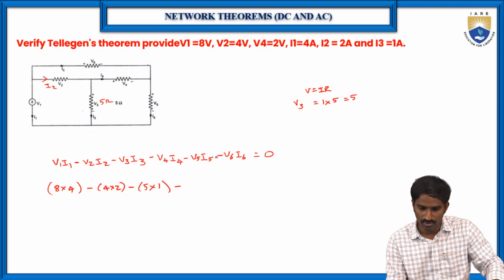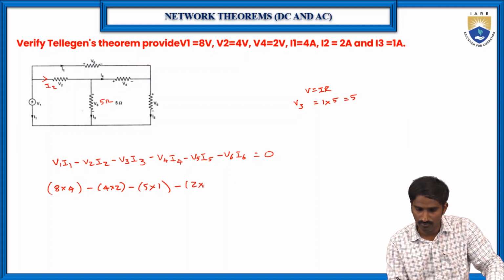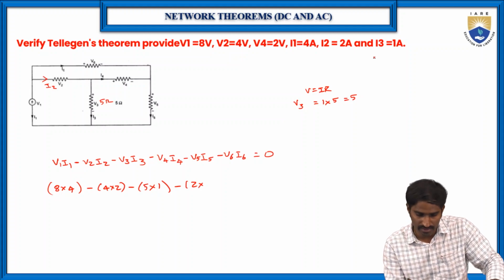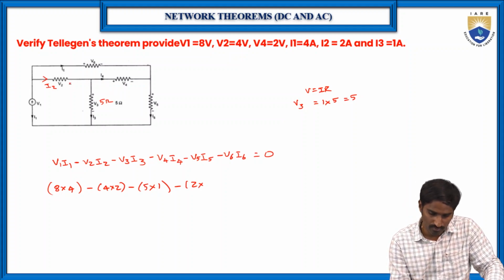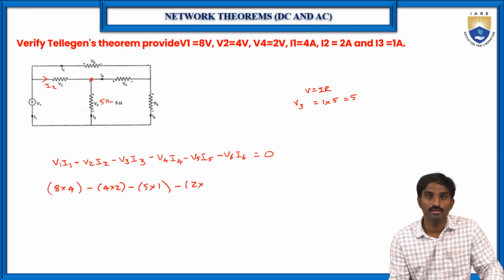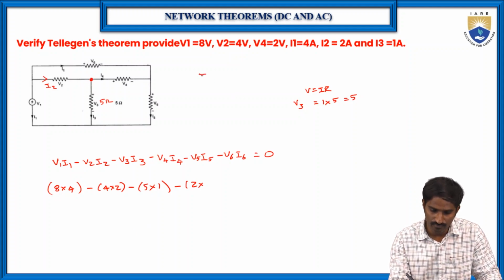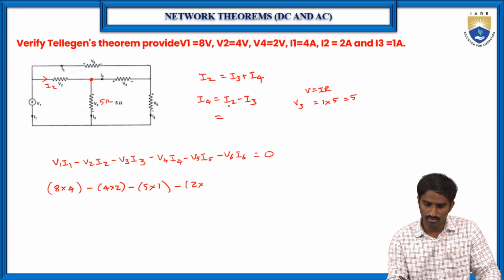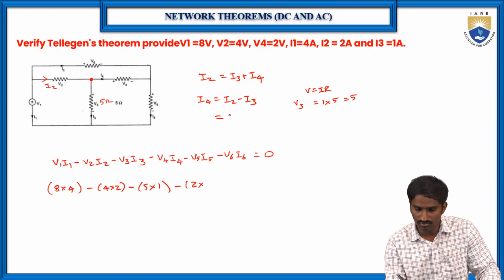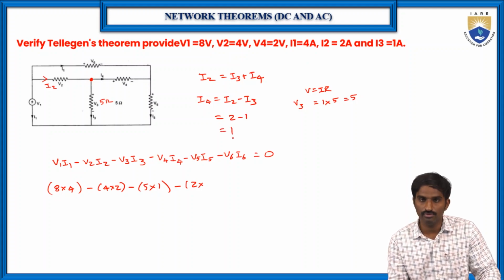Then V4 I4. So V4 is equal to 2, and I4. I1, I2, I3 are the only ones they have given, so I4 we need to find. Let's apply KCL. According to KCL, the entering current is I2, and I3 and I4 are the leaving currents. So I2 is equal to I3 plus I4, so I4 is equal to I2 minus I3. I2 is equal to 2 and I3 is equal to 1. Then I4 is equal to 1 ampere.